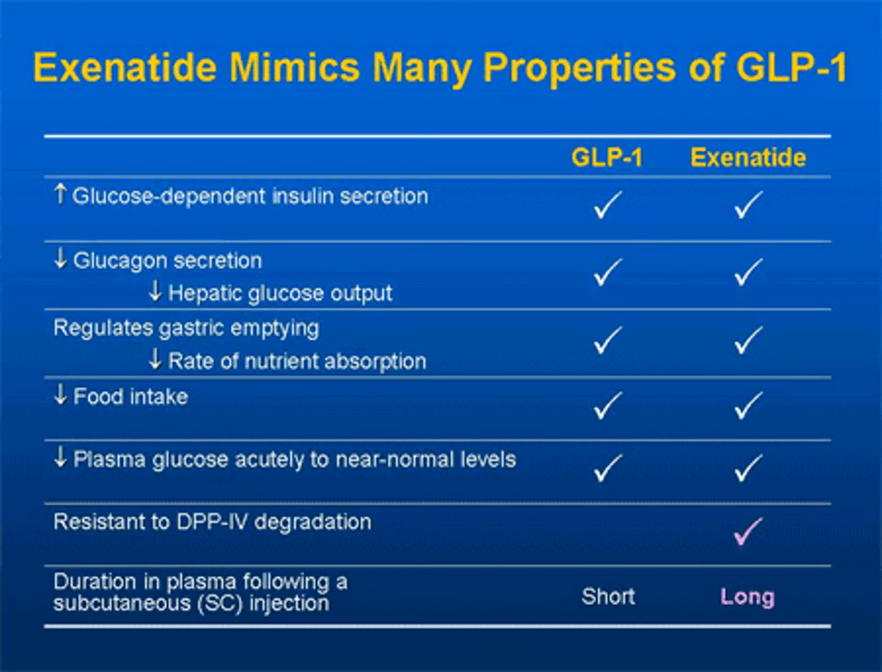The mimetics are resistant to dipeptidyl peptidase 4 degradation. Glucagon-like peptide 1 will be destroyed or hydrolyzed by this enzyme, while the mimetics will not be destroyed by this enzyme. They also differ in their duration in plasma following subcutaneous injection. Glucagon-like peptide is rapidly metabolized, therefore it has a short duration, while mimetics are not affected by the enzyme and will have a long half-life.